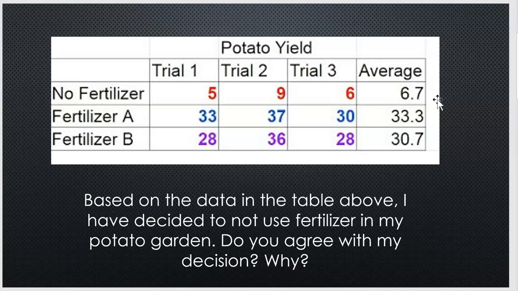And we've got for no fertilizer, 6.7 potatoes. Fertilizer A, 33.3 potatoes, and fertilizer B, 30.7 potatoes. So obviously, if my goal is to grow as many potatoes as possible, does my choice to not use fertilizer make any sense? No, it really doesn't. And you can see that very clearly because that produced the least number of potatoes.